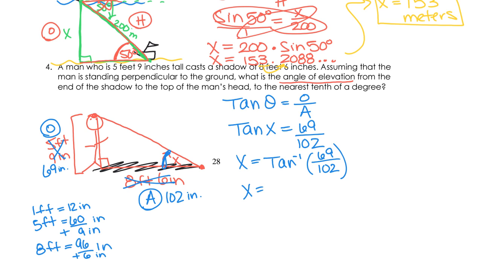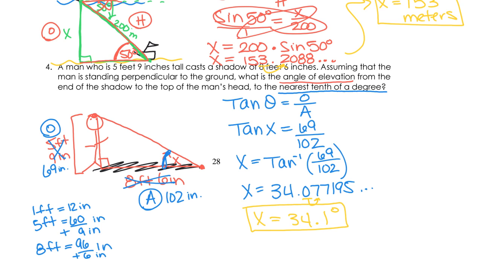Okay. Hit second tangent to get the inverse, and we end up with 34.077195... Rounding directions, guys, up here said nearest tenth of a degree. So because they said tenth, that's the first decimal spot. Look next door, and it's going to change it. And we're going to say x equals 34.1, and it's an angle, so degrees. And we are now finished.